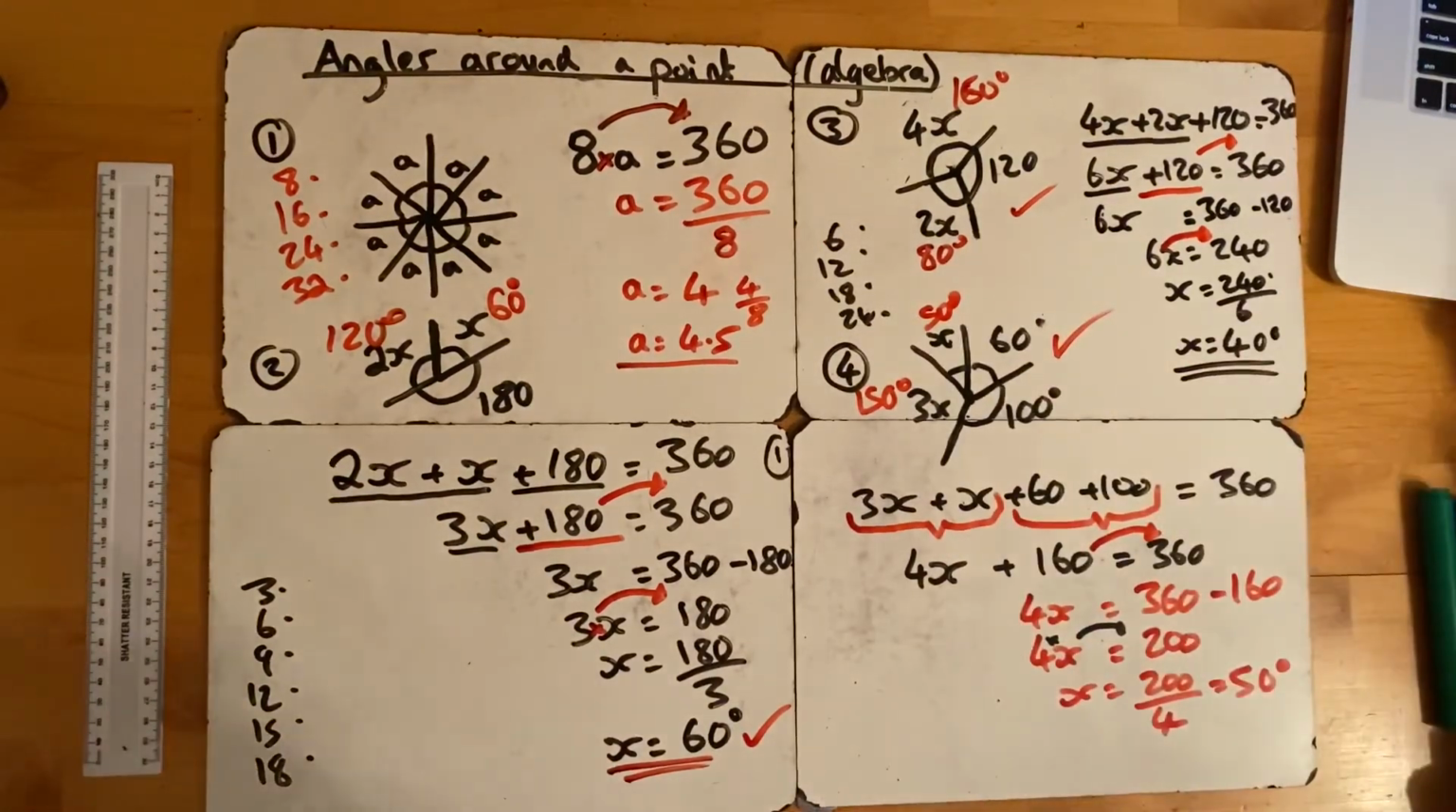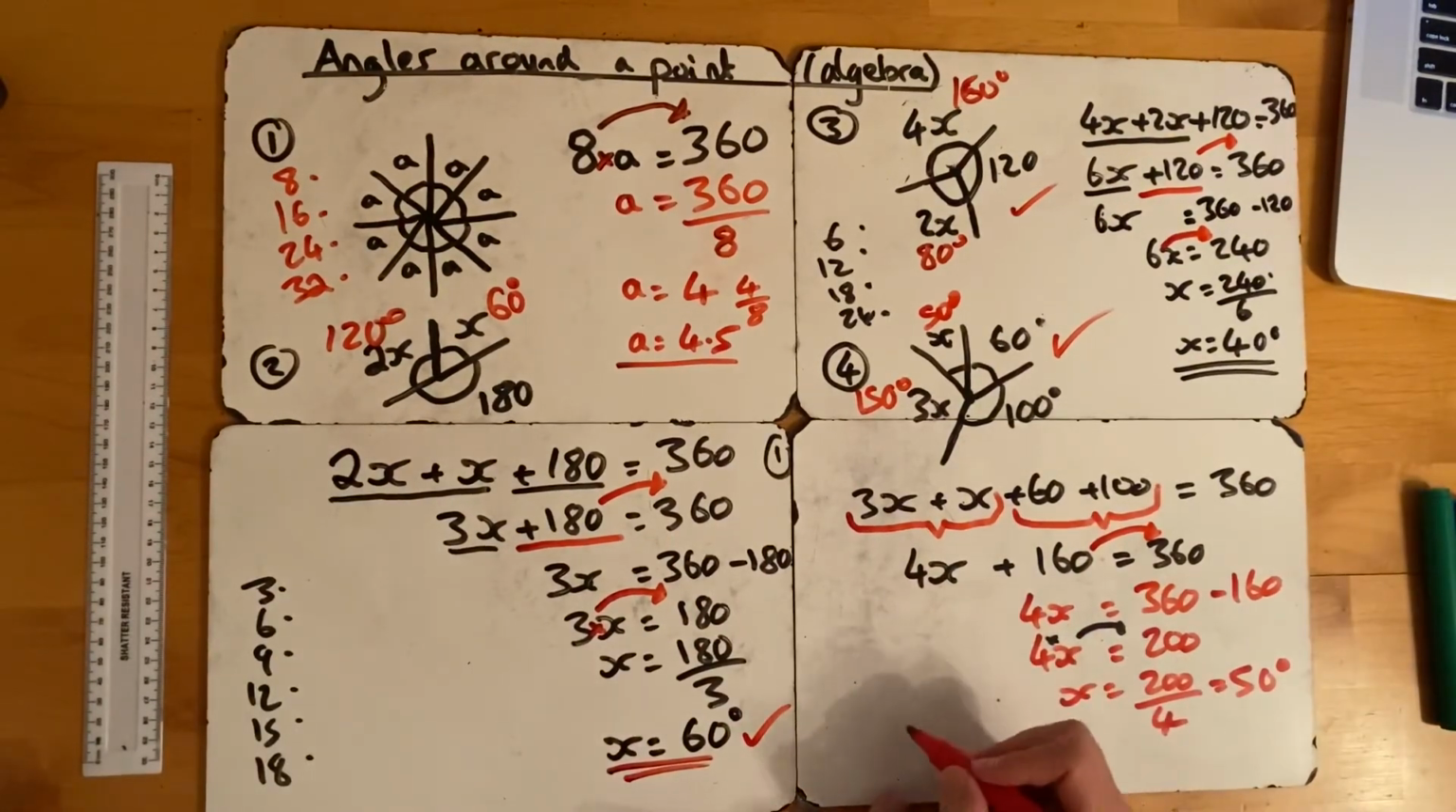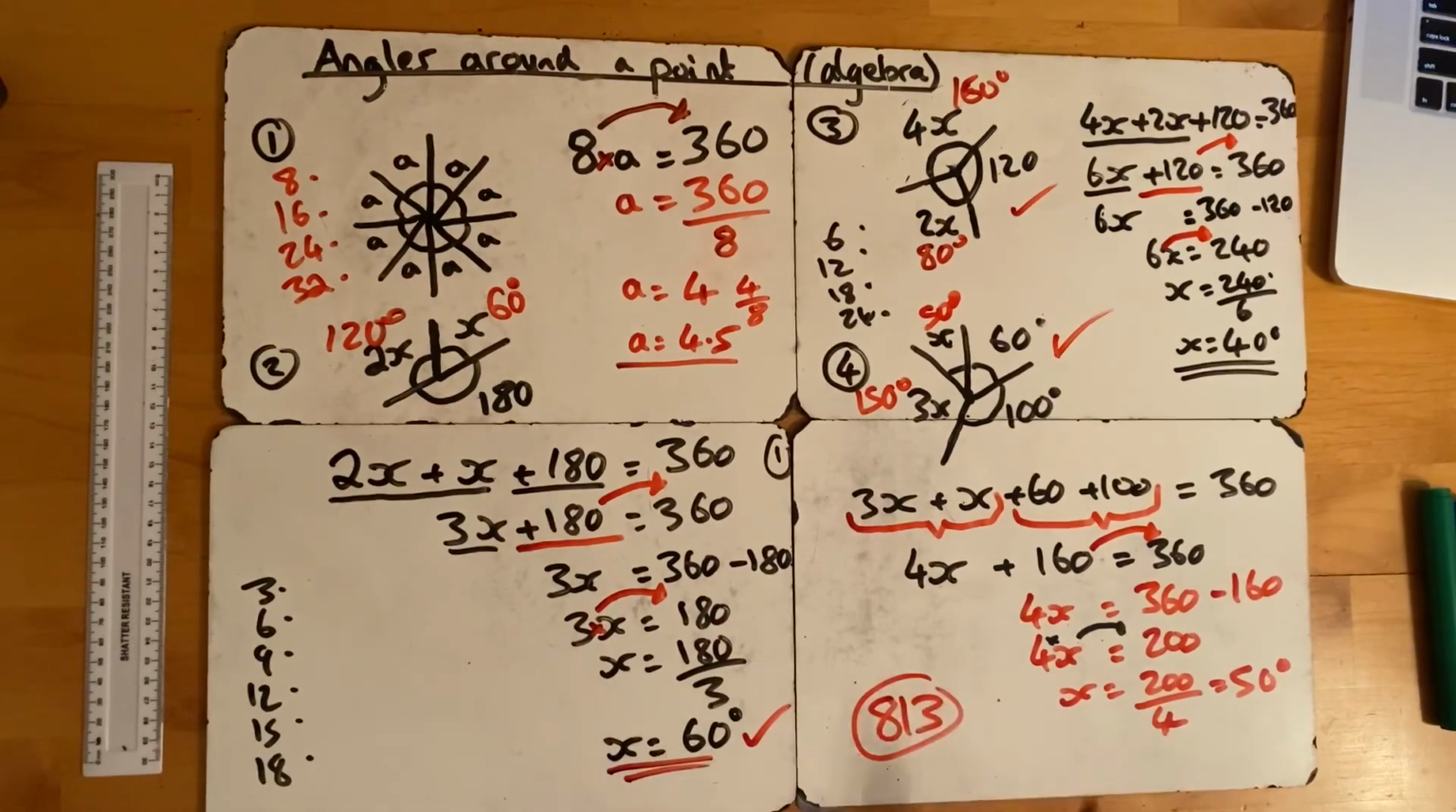Okay, if you struggled with that, look over it again, go over the questions one more time, and then go to Hegarty Maths and do the task 813, angles around a point. Make sure you have a piece of paper just to write down your scribblings. You won't be able to go straight to the answer. You'll need to do the steps.